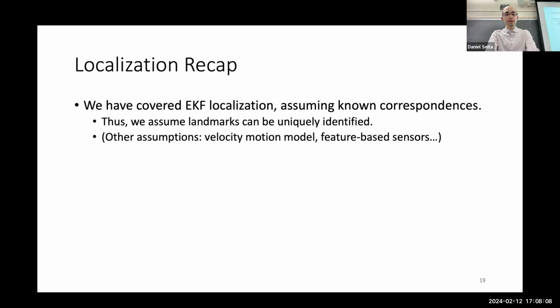So to quickly recap, we covered EKF localization, assuming known correspondences, where the different landmarks, which are just points in the environment or in the real world, could be things like this statue, this building, this garden, or something. We did make other assumptions. We assumed a particular choice of the velocity motion model and the feature-based sensor. So for a different problem, you might have to change the computation of the matrices that we just talked about.